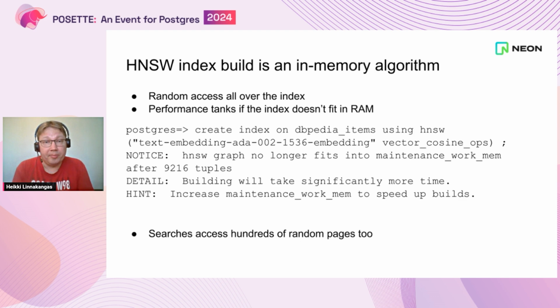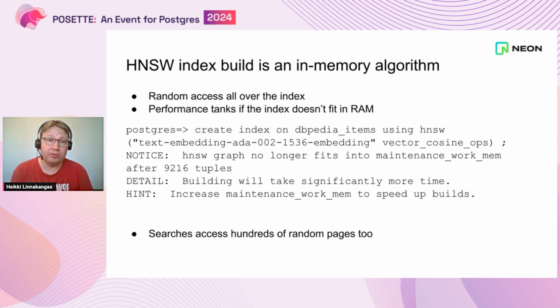Searches are also pretty memory heavy. HNSW uses roughly the same algorithm for searching and inserting, like building the index. So even searches do hundreds of random accesses all over the graph, which means hundreds of pages are accessed for every search, which can be very slow if it doesn't fit in RAM.